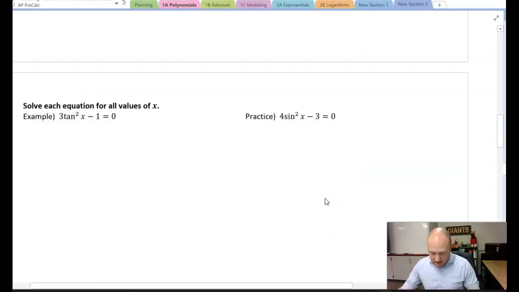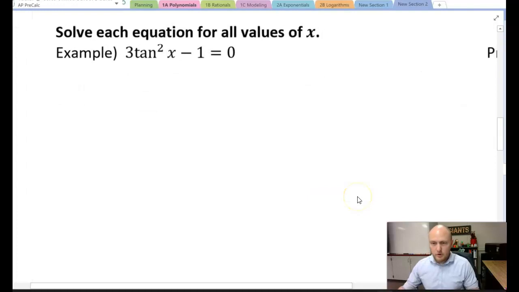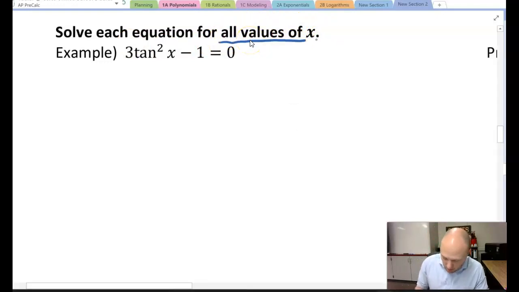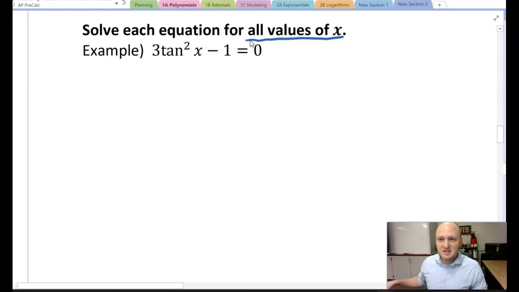Let's look at an example where they don't give us the restrictions. Notice how they don't say here, on the interval 0 to 2 pi. They say for all values of x. All infinitely possible answers. Yes, you're going to be writing answers forever until you die. No, I'm just kidding. There's a quick and easy way to do this, and I'll show you that here.